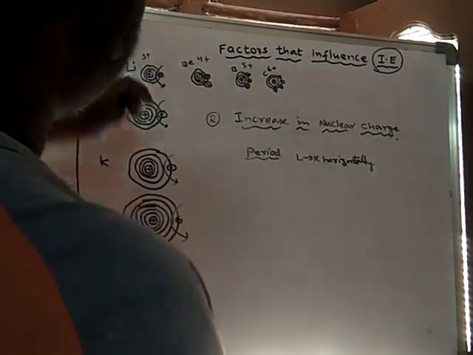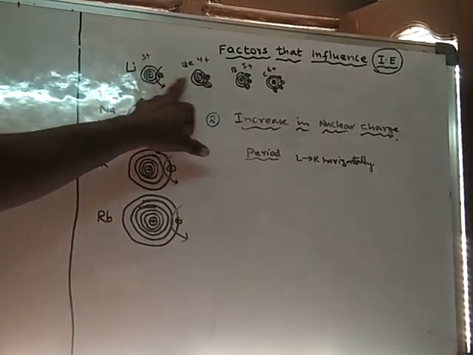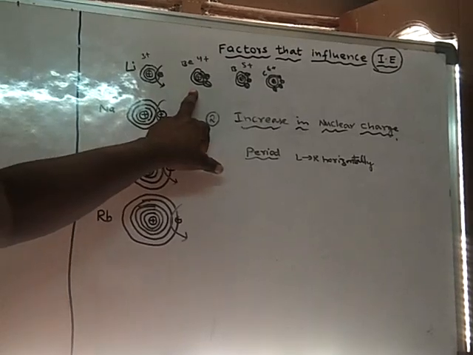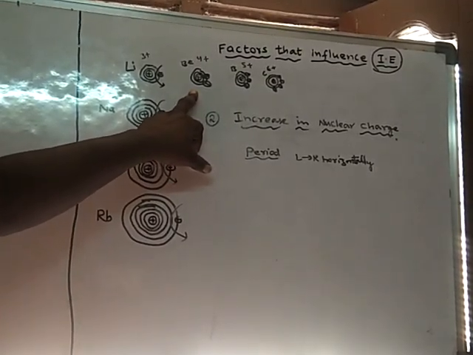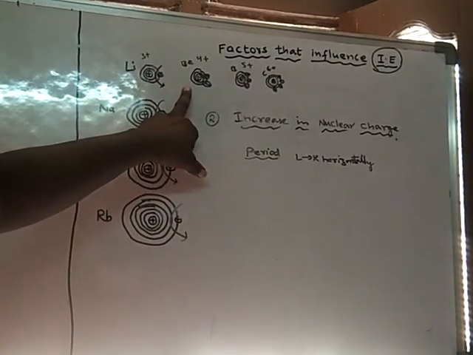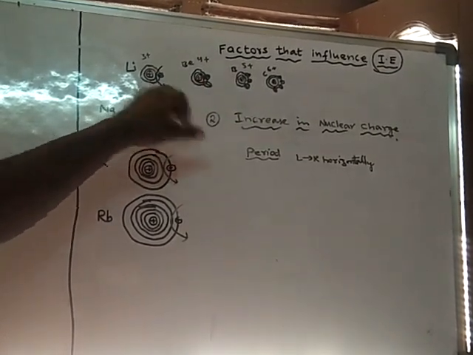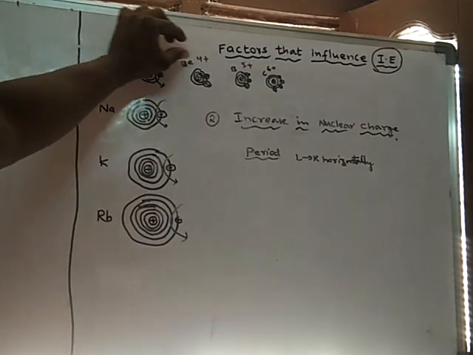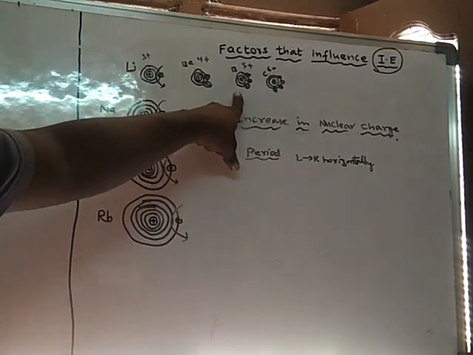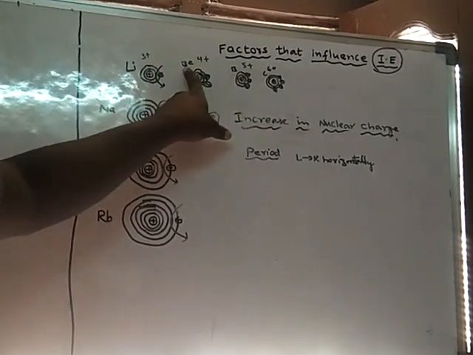From lithium to beryllium, one more electron is added to the beryllium atom, and one more proton is also added to its nucleus. That means when compared to lithium, in beryllium there is an increase of one proton and one electron. The nucleus becomes more powerful in beryllium, because lithium's nucleus contains only 3 positive charges, whereas beryllium has 4. From beryllium to boron, one more electron and one more proton are added, and the nuclear power further increases.